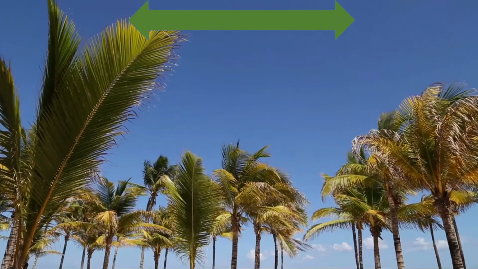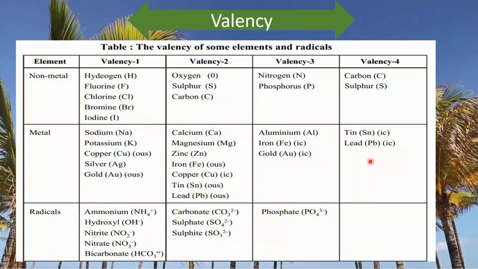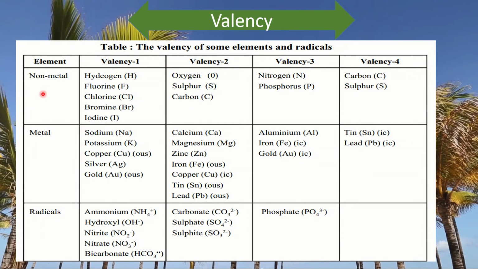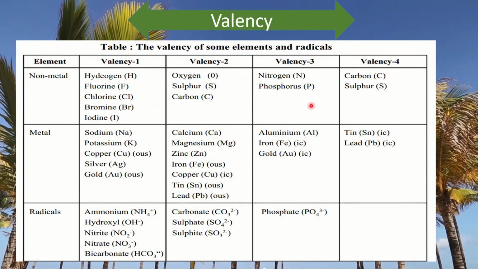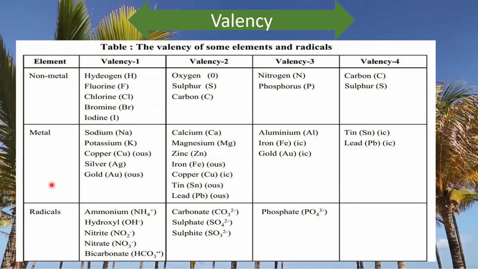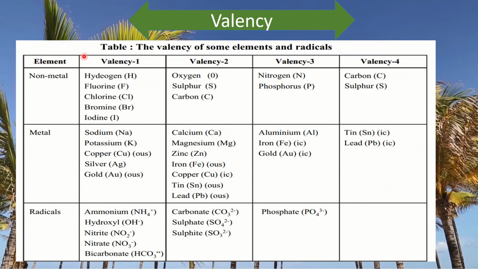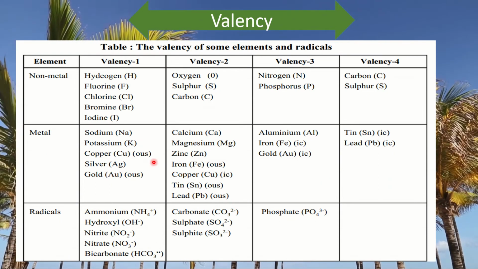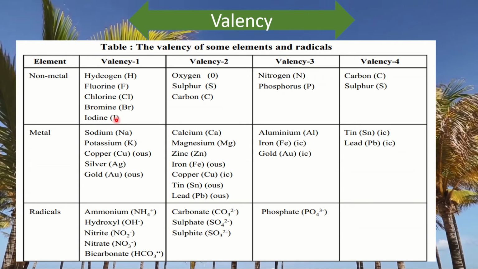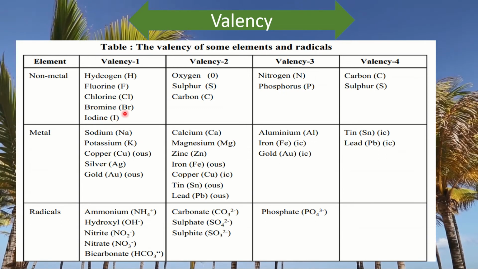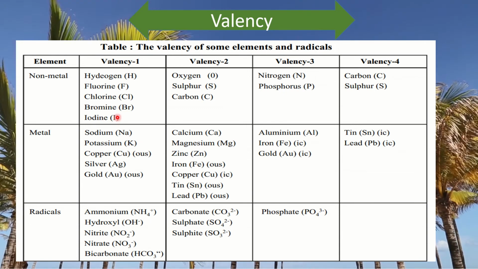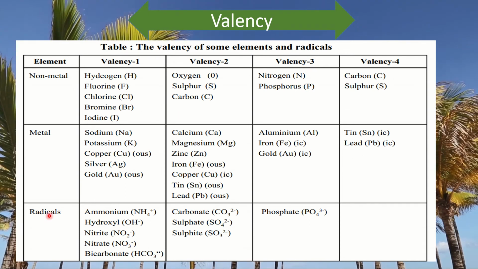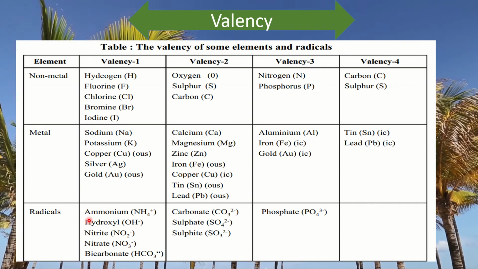Look, in your book, there is a chart of valency. You have to memorize the chart. There are the valency of some non-metals and also some metals. Non-metal and metal, I will give you another chart in easy way, but I don't know how will you memorize, but you have to know the valency of these metal and non-metal. And these are the radicals.